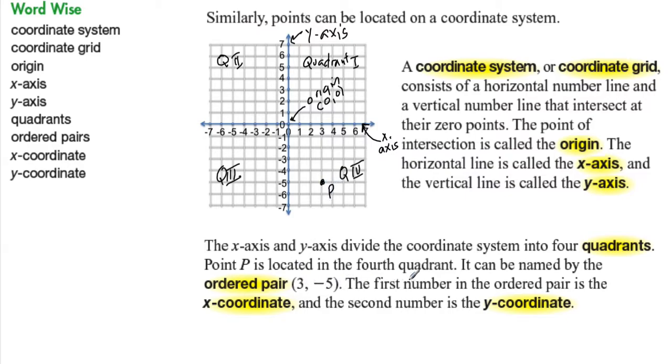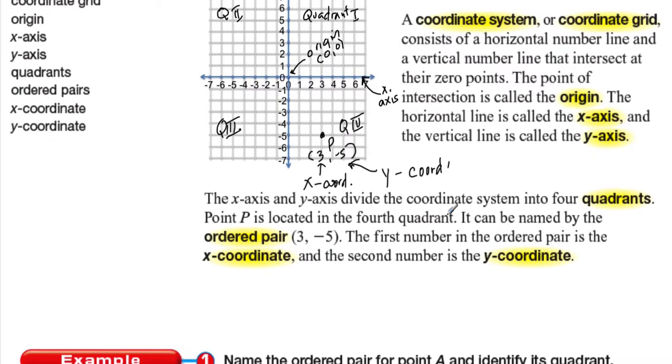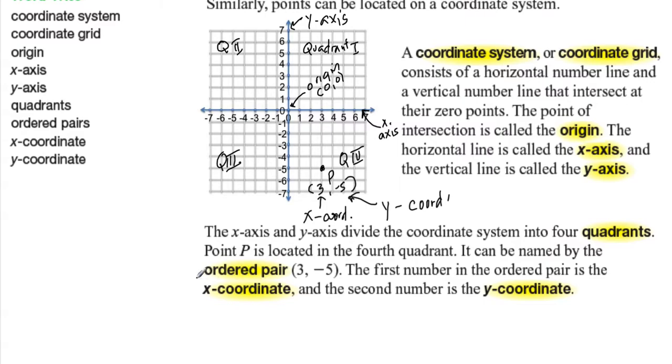The first number in the ordered pair is the x coordinate. So when you have point P being 3, -5, the first number is your x coordinate, and the second number is always your y coordinate. They're called ordered pairs because they are always in this order: x coordinate goes first, y coordinate goes second.